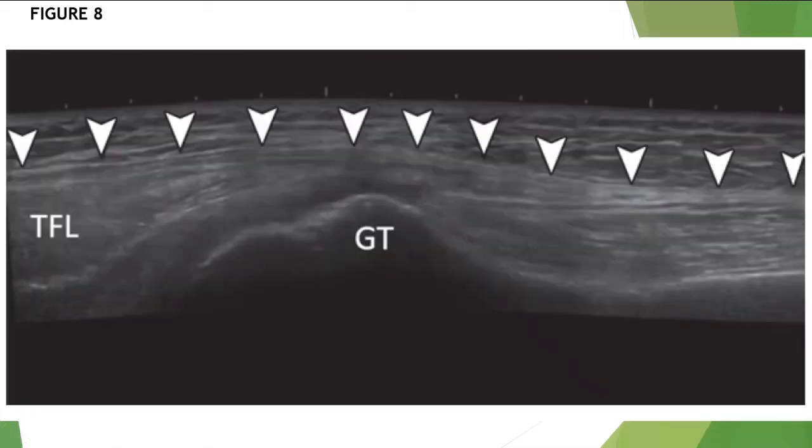Here you have another site of injection, which is the iliotibial band. This is an extended longitudinal view image where we keep the transducer in linear mode and we just continue recording a combined image of it all. And this is showing the relationship of the proximal iliotibial band, which is here marked by the arrowheads, and it's related to the tensor fascia lata and the greater femoral trochanter here, which is marked by GT. So the structure, the iliotibial band, passes just over that.